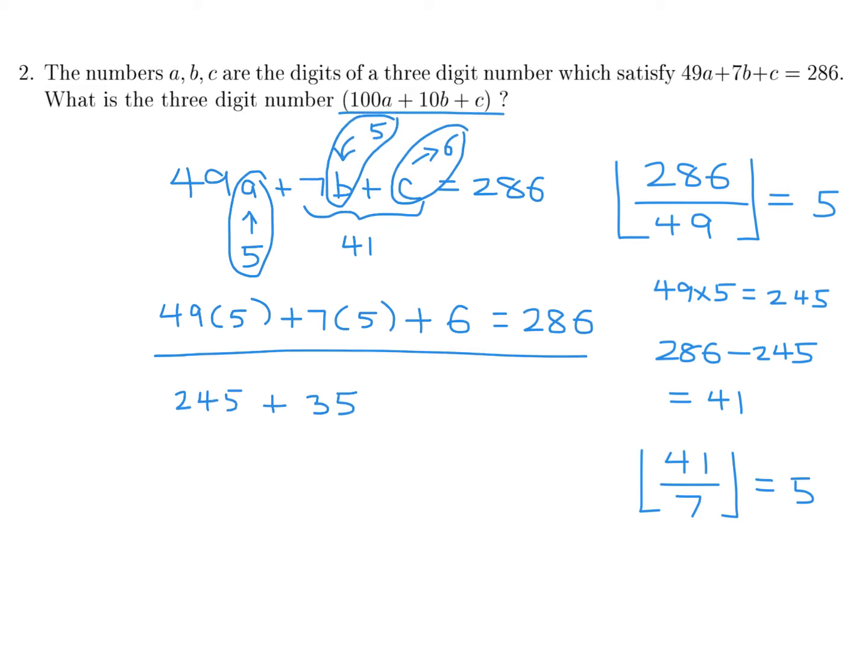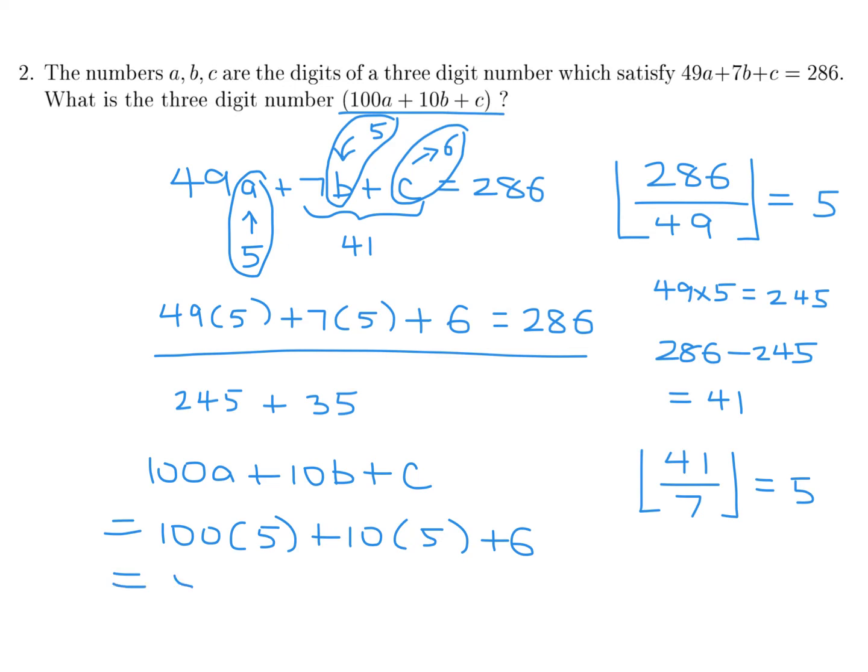So now we go back up here, and we've got to figure out 100a plus 10b plus c. And that shouldn't be a problem. 100a is 5, 10b, b is 5, and then c is just a lone 6, so that looks like 500 plus 50 plus 6, and that is 556. The answer for number 2.